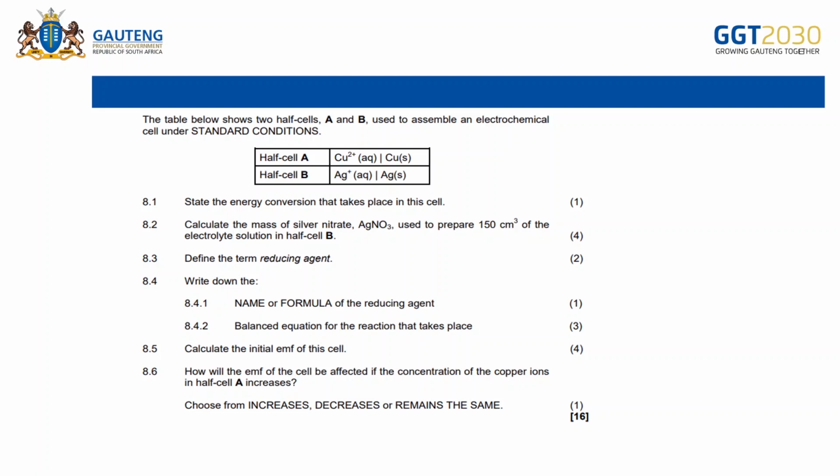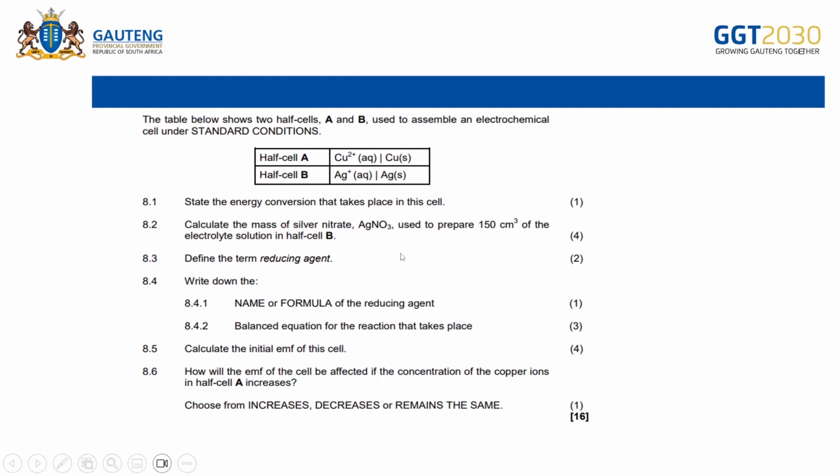The table below shows the two half cells, A and B, that are used to assemble an electrochemical cell under standard conditions. Now, 8.1. State the energy conversion that takes place in the cell. I've done this before. I've shared this with you when I was teaching content. What do we get? The energy conversion is always from chemical to electrical. So for you to say that, you get 1 mark.